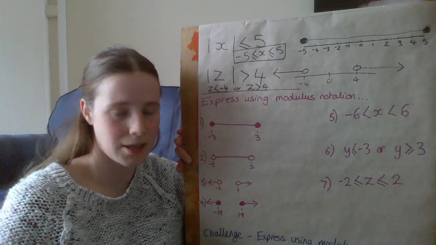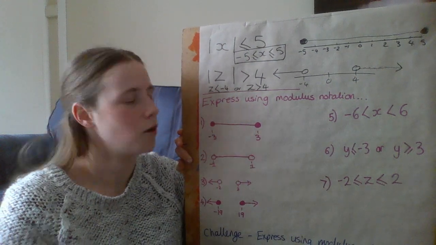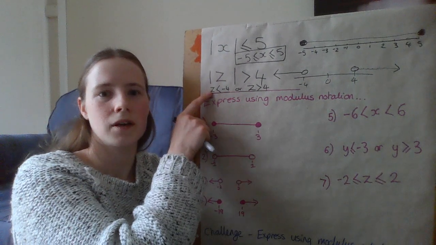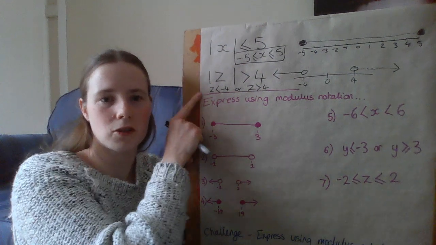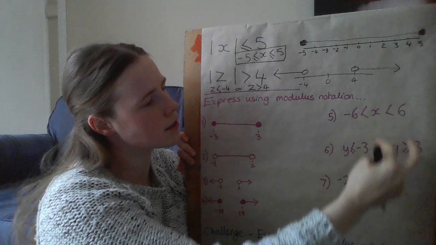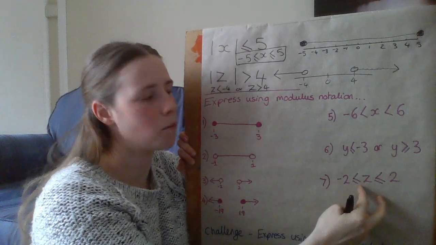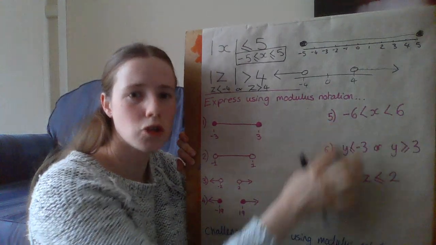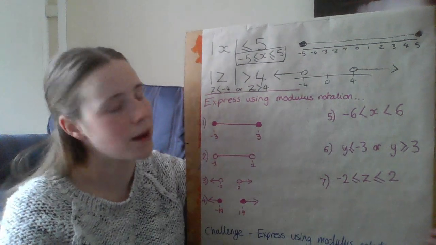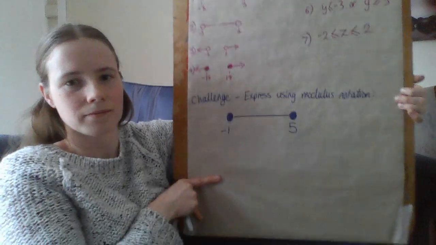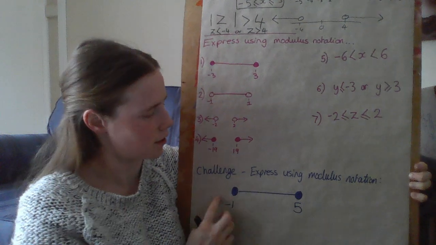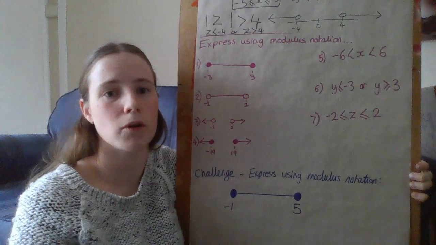I'm now going to ask you guys to have a go at some questions which are going the other way. So for these ones, I've given you a diagram and I'm asking you to come up with the inequality using a modulus to express what they are. And if you've done that, try and go from this notation where I've got a composite inequality or 2 inequalities to 1 inequality using the modulus function. Okay, if you manage all of those ones and you want a bit of a challenge, see if you can express this inequality using modulus notation.